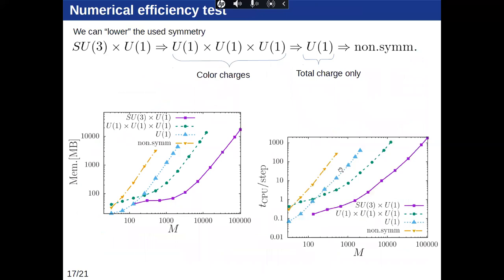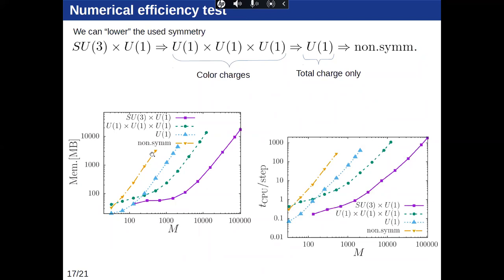Okay, and one can ask, what is the numerical efficiency of my calculations? Of course, if we have our code, we can degrade the symmetry. So for example, instead of using SU3 cross U1, I can use just U1 cross U1 cross U1. That means I keep the color charges separately as a U1 charge, or I can just use a total charge conservation, a simple U1 symmetry, or I can turn off all the symmetries. And now I can compare the memory usage and the CPU time per step for these different cases.